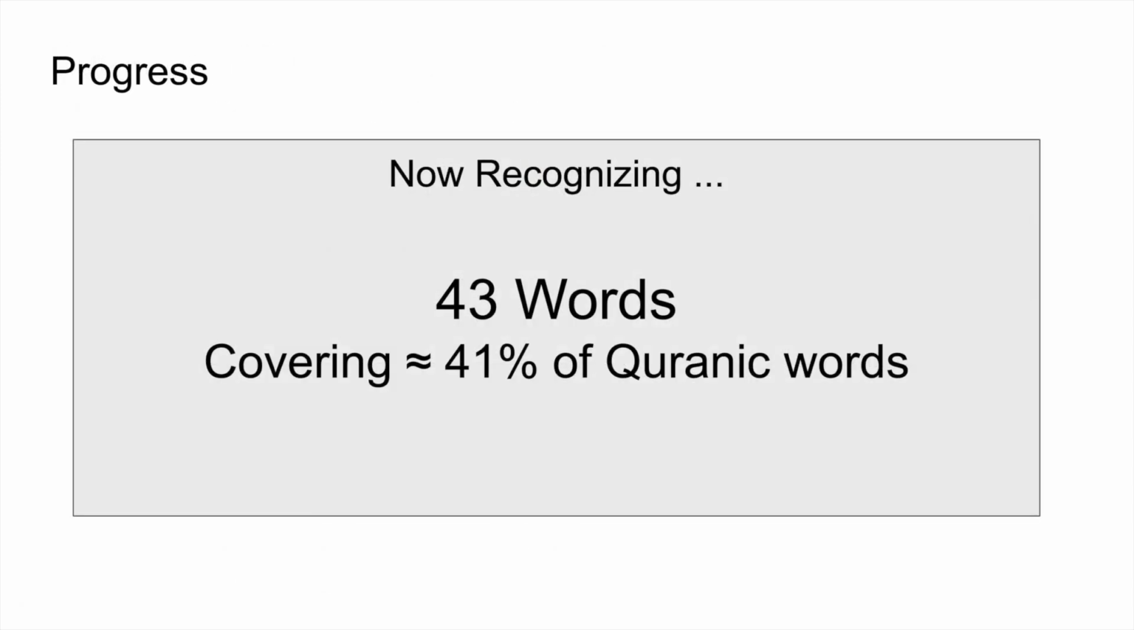You are now recognizing 43 words. Together, they cover about 41% of Quranic words. This progress comes from repeated exposure, not memorization. In this lesson, you learned how present and future tense show the person at the beginning of the verb. You're beginning to see how position reveals meaning. We will continue building on this in the next lesson.